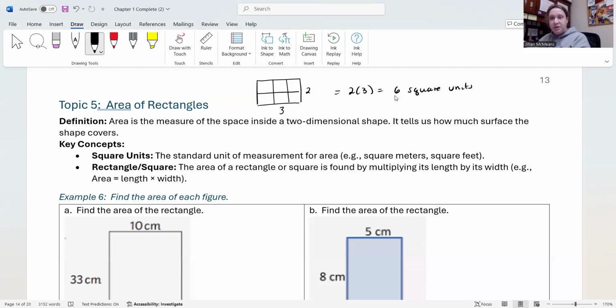So that's what we want. We want these 6 little square pieces, or whatever that final number ends up being. So the 6 little square pieces cover the surface of this rectangle. That's what area is.